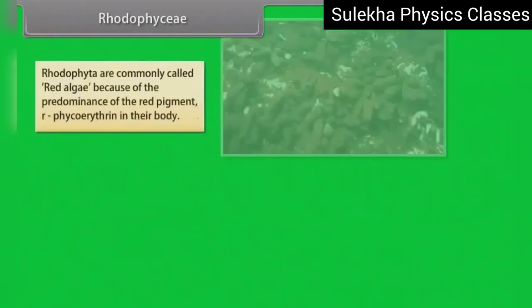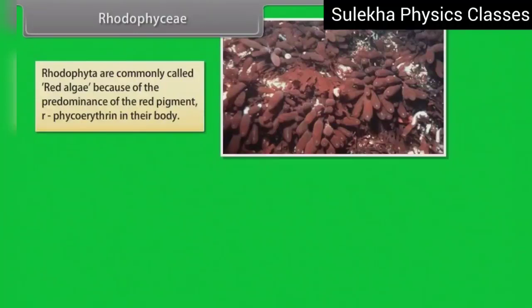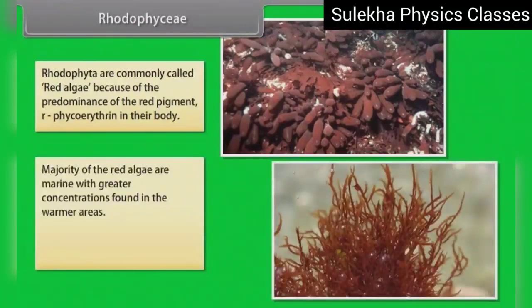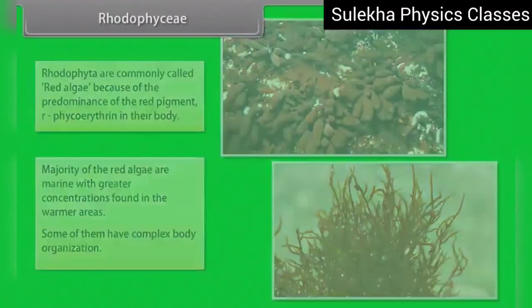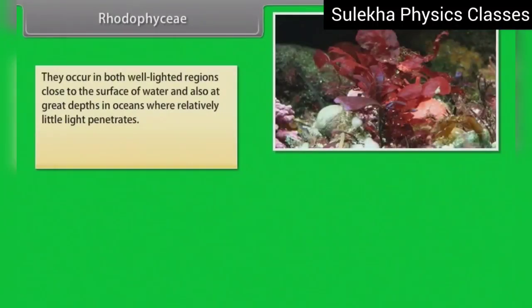Rhodophyceae. Rhodophyta are commonly called red algae because of the predominance of red pigment or phycoerythrin in their body. Majority of red algae are marine with greater concentrations found in the warmer areas. Some of them have complex body organization. They occur in both well-lighted regions close to the surface of water and also at great depths in oceans where relatively little light penetrates. The red thalli of most of the red algae are multicellular.